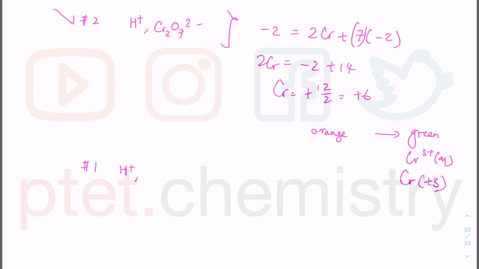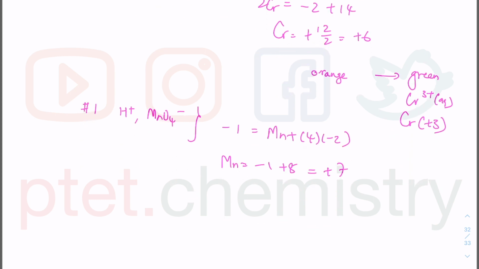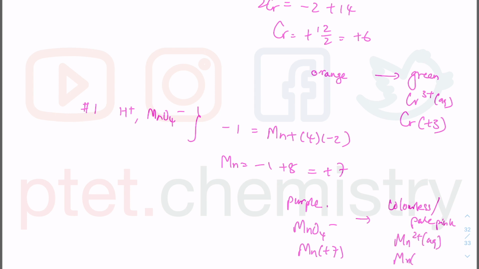1 is your acidified MnO4 minus, or potassium manganate(VII). So -1 manganese plus 4 times -2. Hopefully you can see manganese -1 plus 8. That's plus 7. So this is your purple colored solution, which is manganese plus 7. From the MnO4 minus, manganese plus 7 will go to these colorless, or very, very pale pink, cation in solution, which is Mn2+ aqueous, and this is manganese plus 2.